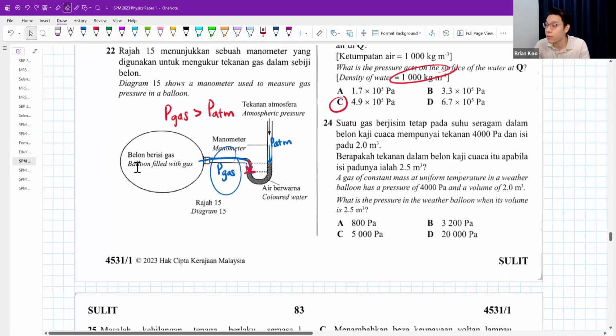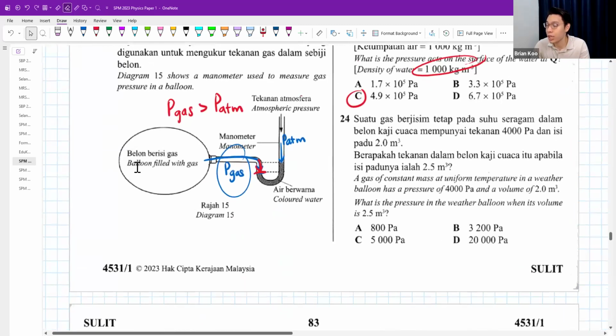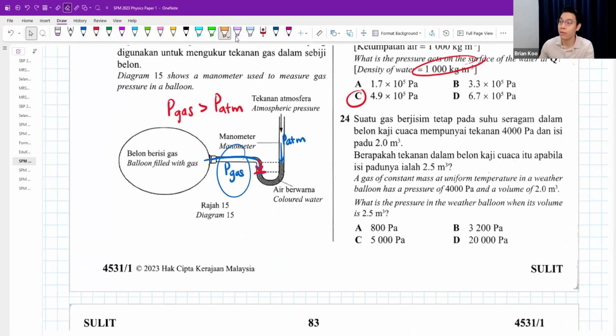A gas of constant mass at uniform temperature in a weather balloon has a pressure of 4000 Pascal and 2 meter cube. What is the pressure in the weather balloon when the volume is this? Okay, this looks like one of your gas laws in Form 4. You got pressure and volume. You can call this P1, V1. And then they ask what is the pressure when you have this volume.